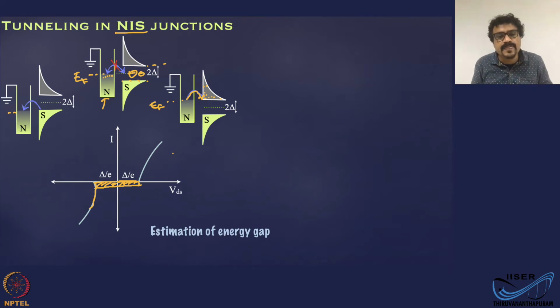Okay. And just by doing this measurement, you can directly measure the superconducting gap. It's a very simple measurement. We just apply voltage and measure the current. Okay. You just do an IV characterization of the junction.